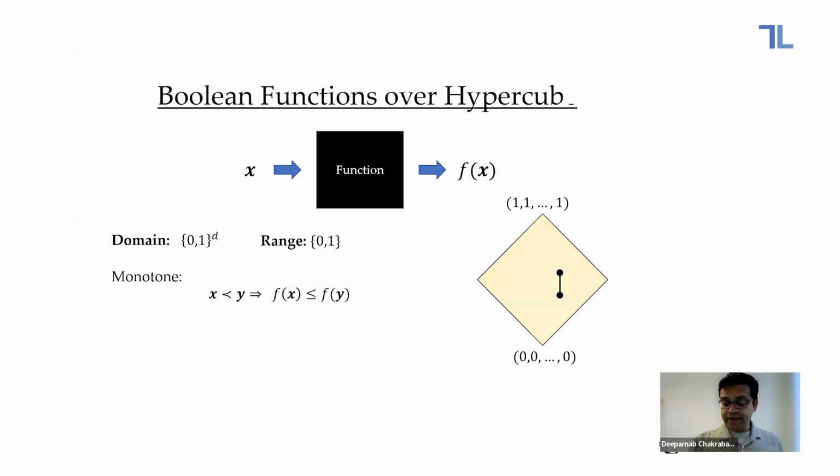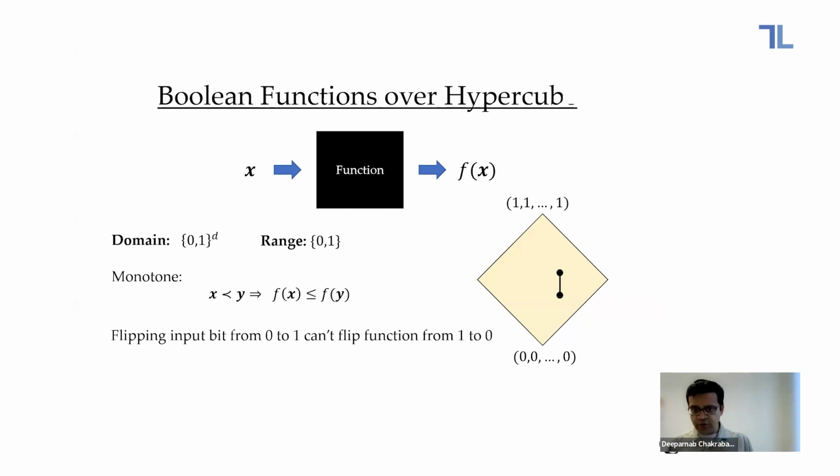Here you can think about monotonicity this way: the input has d dimensions, and each input bit is 0 or 1. A function is monotone if flipping any input bit from 0 to 1 cannot make the function value go from 1 to 0. So a Boolean function over a hypercube is just a function defined over this domain of size 2 to the d, where each value in the range is 0 or 1. We're going to talk about Boolean functions over hypercubes more later in the talk.